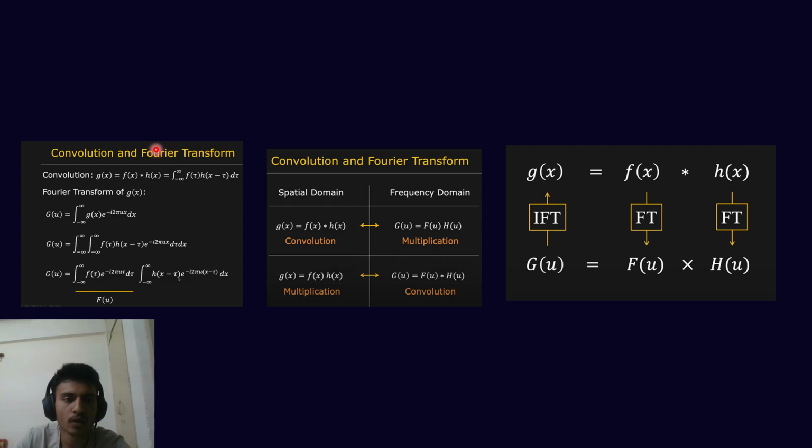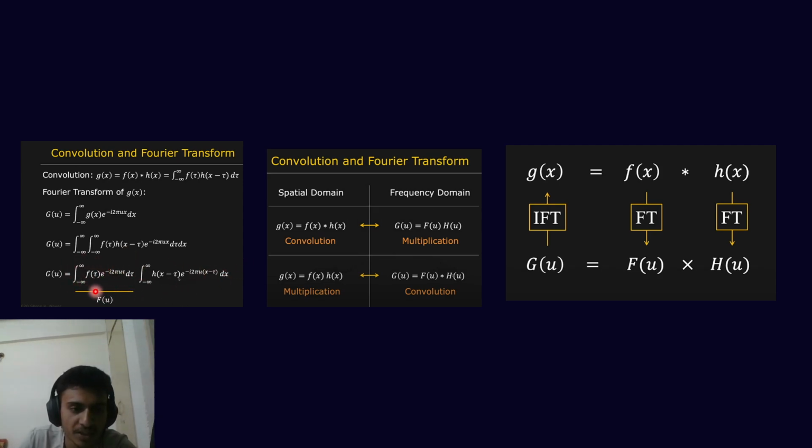So here, this is the expression for convolution for getting g(x). Now taking a Fourier transform of g(x), g(u) in the frequency domain is the integral from minus infinity to infinity of g(x) e^(-i2πux) dx. Now putting the value of g(x) and changing the value of x so that these two integrals can be separated out.